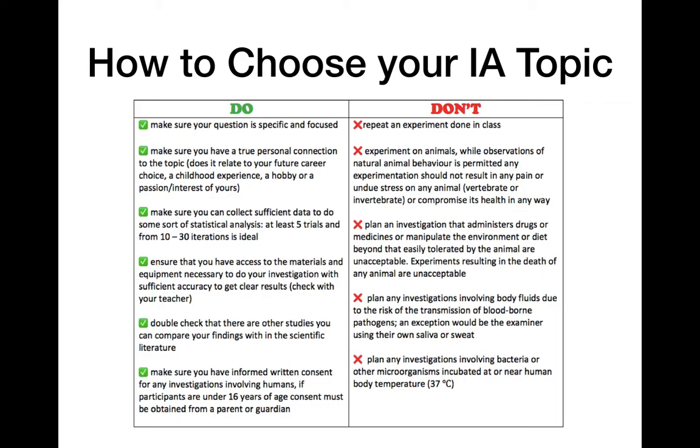If you're doing an experiment in the lab or at home, make sure you have enough materials and equipment to do your investigation. So check with your teacher. You need to have sufficient accuracy. Accuracy is an important part of your data collection. Make sure there's other studies that you can compare your findings with. A big part of the discussion is comparing the scientific context. If you don't have enough other studies to look at, it's not going to work. And make sure you have informed written consent for any investigations involving humans. I have a template form you can use to fill. We used it for our ventilation lab if you're choosing to use humans in your IA.